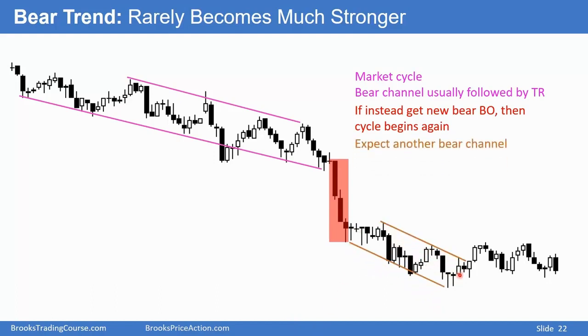Breakout and then channel. You expect a bull breakout, which the market gave us by going mostly sideways. Not a bull trend, simply a sideways breakout above the top of the bear channel. Trading range, so market cycle: bear breakout, channel, and then evolution into a trading range. After about 20 bars in breakout mode, the probability of a reversal up becomes about the same as the probability of trend resumption down.